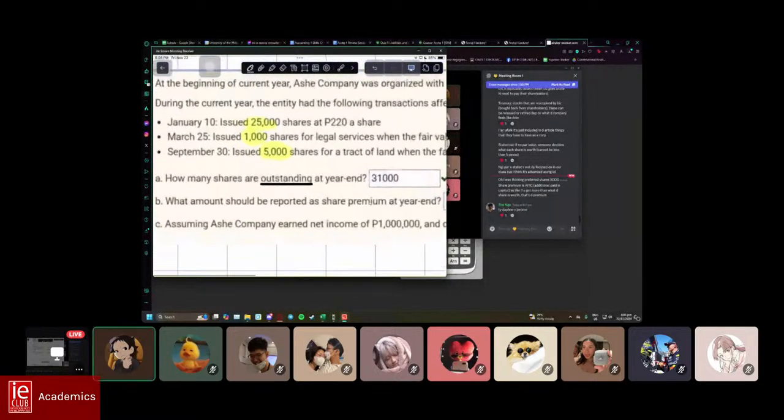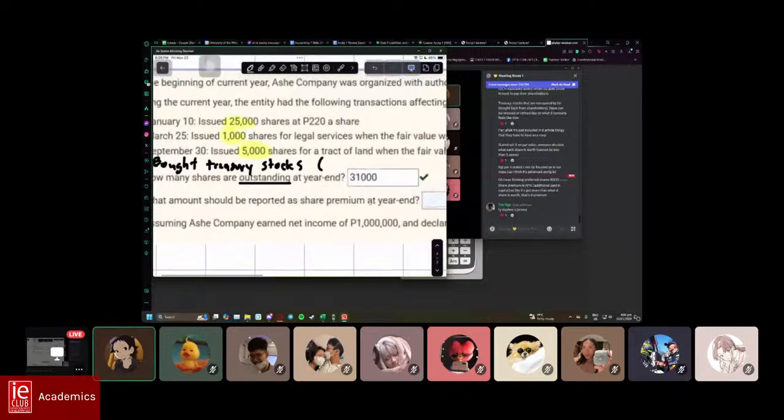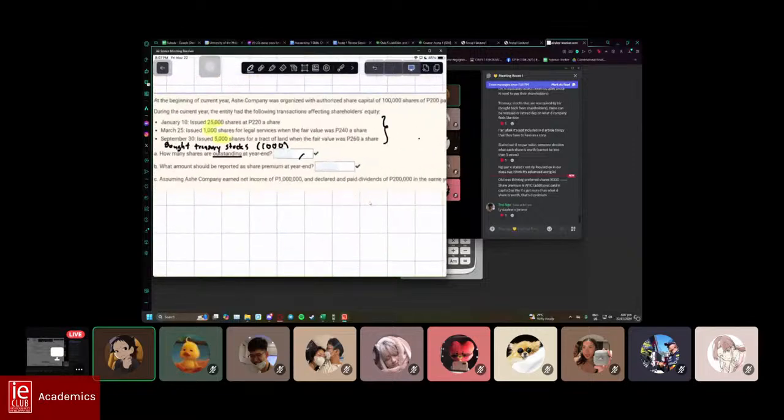But if, let's say, they bought back treasury stocks, like 1,000 treasury stocks, the answer here is going to be 30,000, because the 1,000 is no longer outstanding when it becomes a treasury stock.